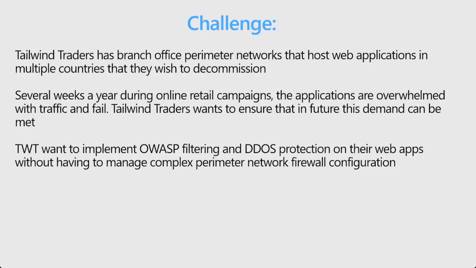Now, perimeter networks are expensive to maintain, not just because of the equipment, but the moment you basically in some way allow inbound traffic to your network, even if it's sitting on a perimeter network, you've got a whole lot of questions and you've got a whole lot of decisions that you need to make about security. So one of the other things that Tailwind Traders knows is that several weeks a year, when they run an online retail campaign, those applications can simply get overwhelmed with traffic and fail. And this annoys customers, it annoys management, and it of course annoys IT because they get blamed for it all.